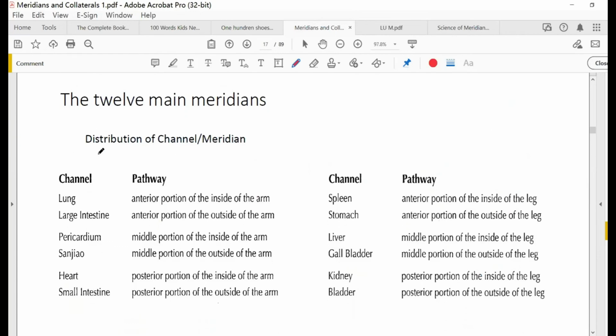Okay, this one talks about the distribution of the meridians. The lung meridian, the pathway: the anterior portion of the inside of the arm. Inside of the arm, that's the yin part, the medial, right? The medial part of the arm.